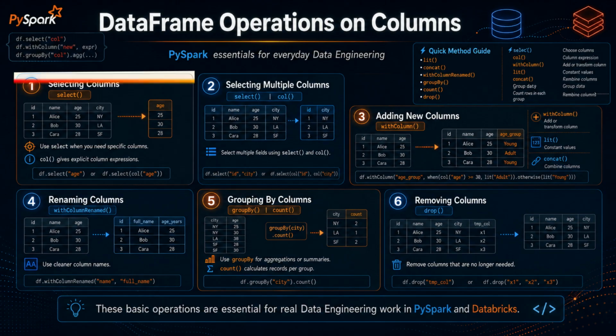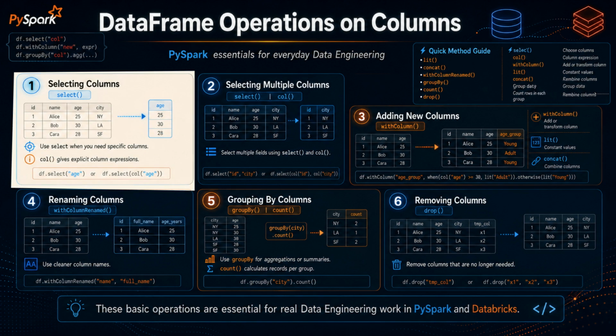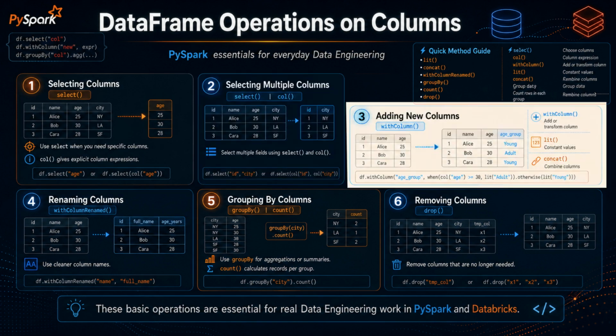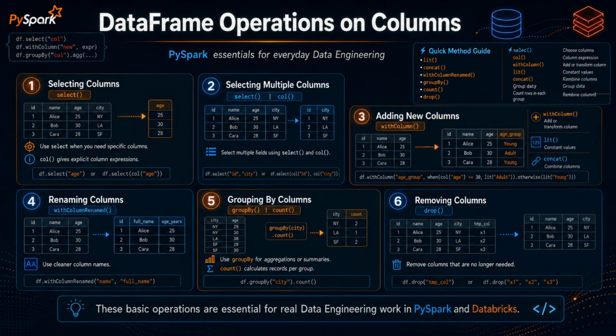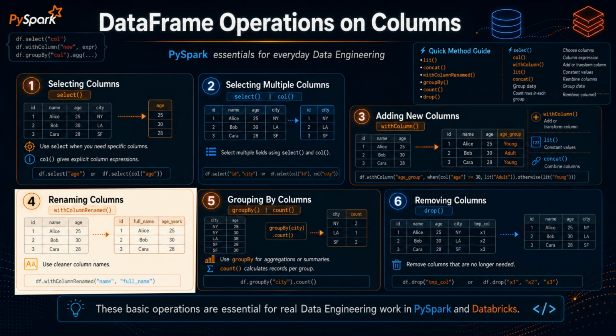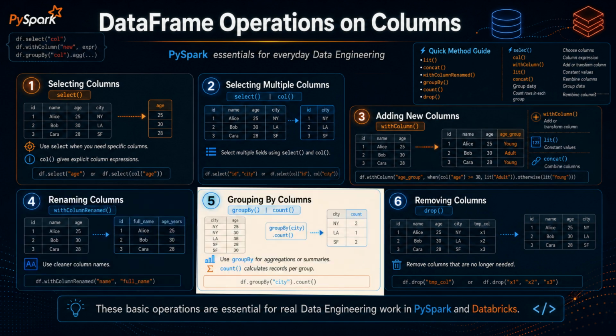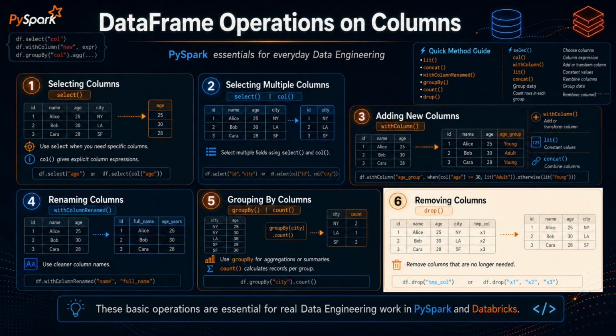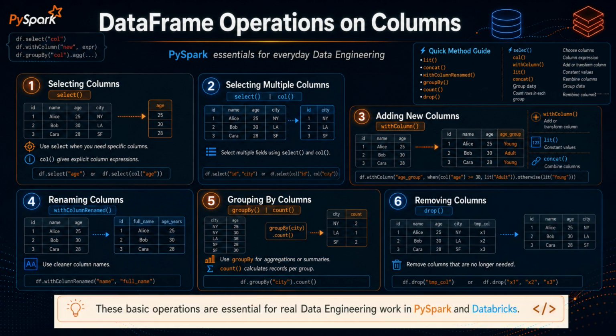So, quick summary. Use select when you need specific columns. Use col when you need explicit column expressions. Use withColumn when you need to add or transform columns. Use lit when you need constant values. Use concat when you need to combine columns. Use withColumnRenamed when you need cleaner column names. Use groupBy when you need aggregations or summaries. Use count to calculate the number of records per group. And use drop when you want to remove columns that are no longer needed. These are basic operations, but they are extremely important for real data engineering work in PySpark and Databricks.